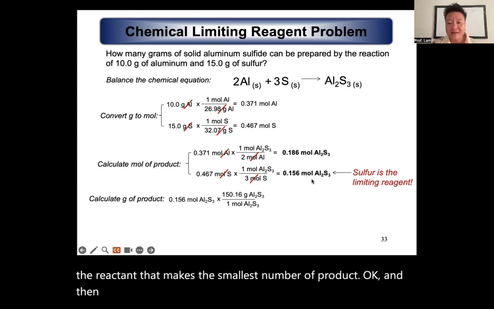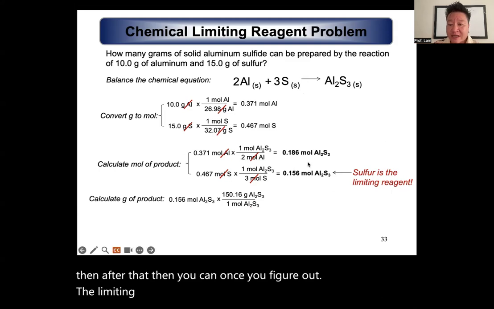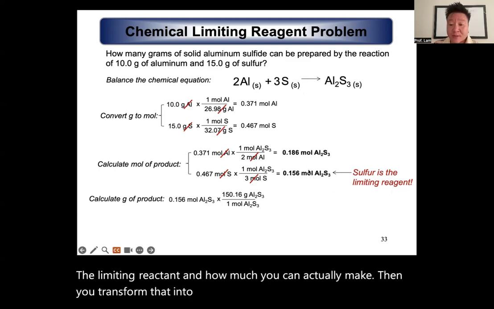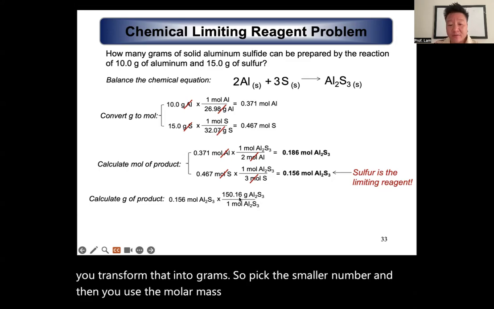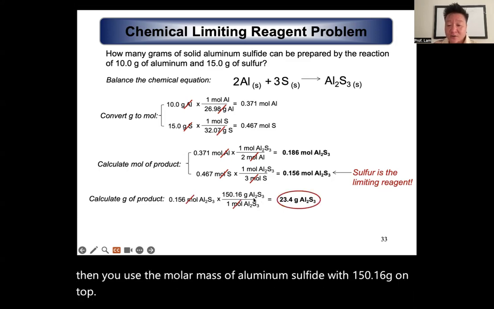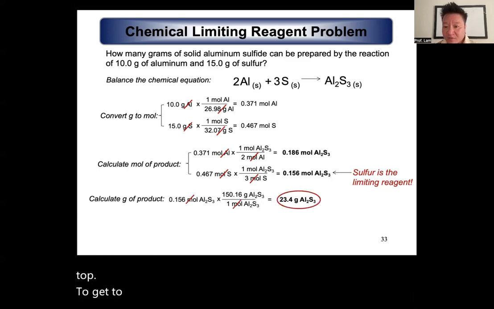And then once you figure out the limiting reactant and how much you can actually make, you then transform that into grams. So pick the smaller number, and then you use the molar mass of aluminum sulfide with 150.16 grams on top to get to your grams of aluminum sulfide, right?